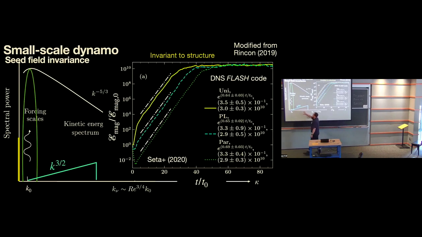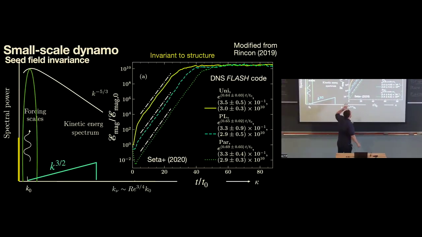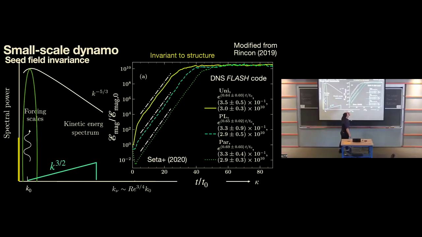So you can put a magnetic field with the so-called Kazantsev spectrum. You can put a magnetic field just on the driving modes. You can put a magnetic field just at the k equals 0 mode, a mean field. And you can show that everything looks exactly the same as long as you integrate it for long enough time. So the saturation of the dynamo and even the growth rates are exactly the same. All the seed field does is just give you some kind of offset.